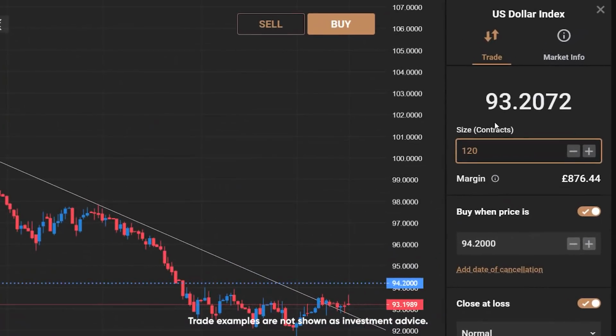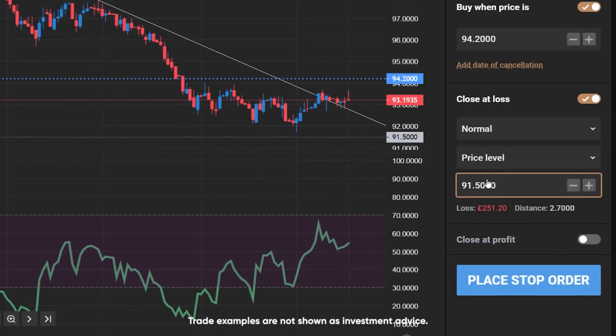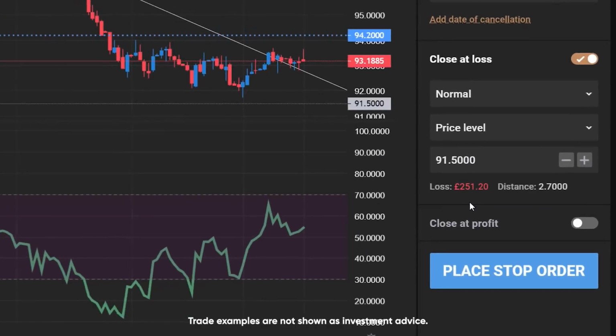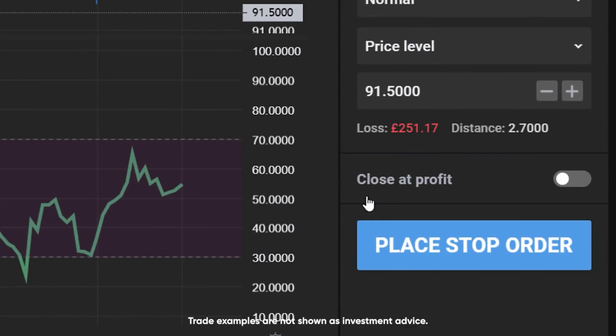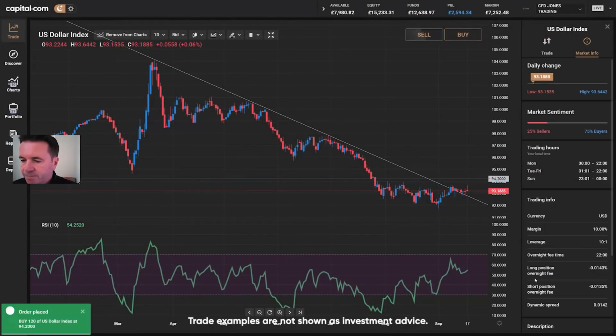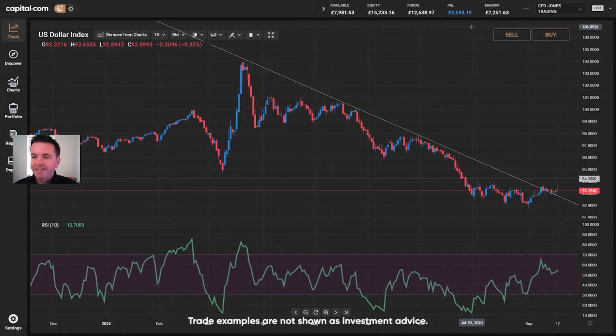So the market's currently 93.20. I'm going to buy 120 contracts. If the price gets to 94.20, if that gets filled, put a stop at 91.50, the other side of that September low. Because if it breaks that low, it looks like that downtrend is still in place. And it's for our new risk of £250. Let's place that stop order. So I'm not saying I'm definitely expecting a rally, a recovery in the US dollar.